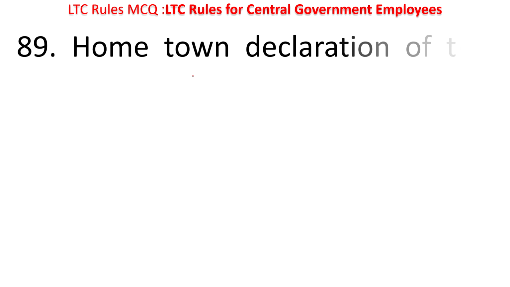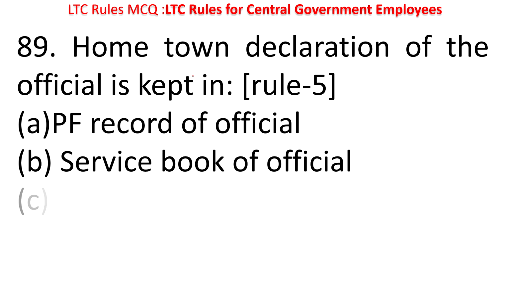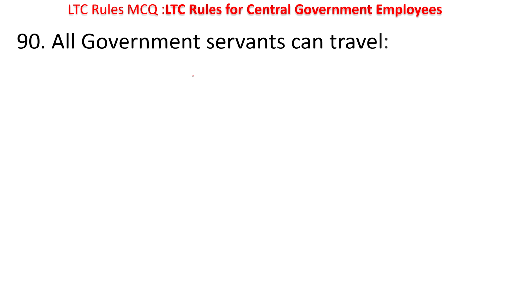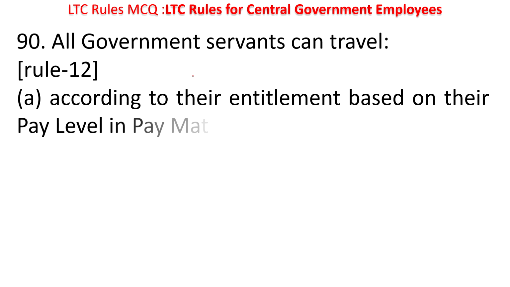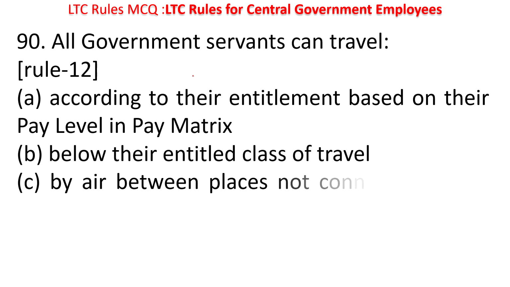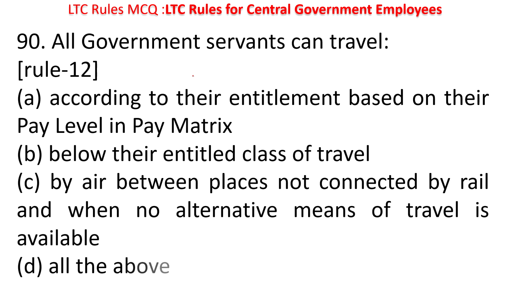Next question. The hometown declaration of the official is kept in the PF record of the official, service book, pension payment order, none of the above. Your time starts now. The answer is the service book of the official. All government servants can travel, as per Rule 12 of LTC rules, according to their entitlement based on their pay level in the pay matrix, below their entitled class of travel, by air between places not connected by rail, and when no alternative means of travel is available. All of the above. Your time starts now.